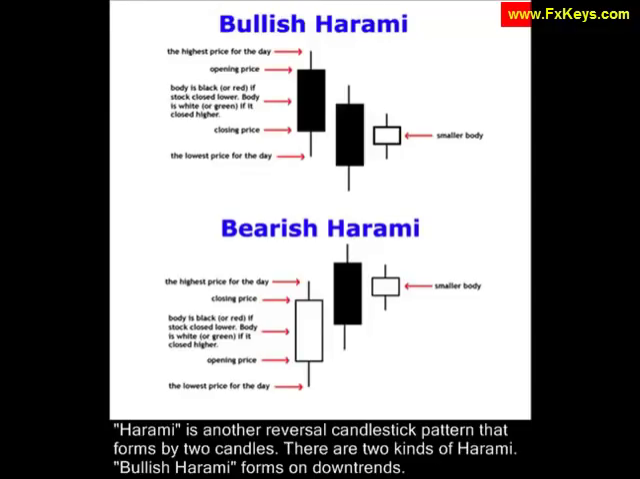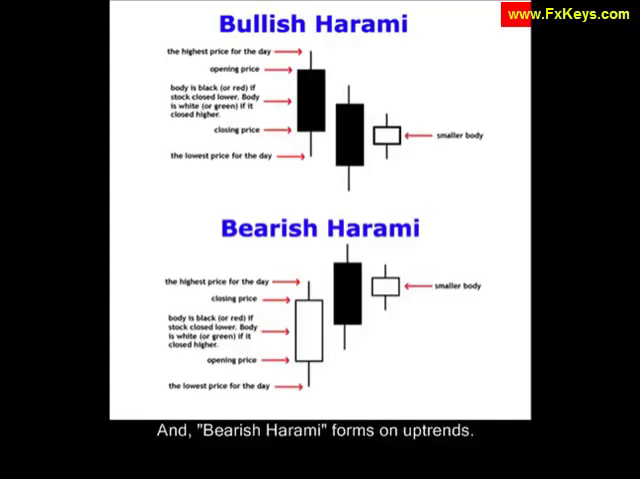Harami. Harami is another reversal candlestick pattern that forms by two candles. There are two kinds of Harami. Bullish Harami forms on downtrends, and bearish Harami forms on uptrends.